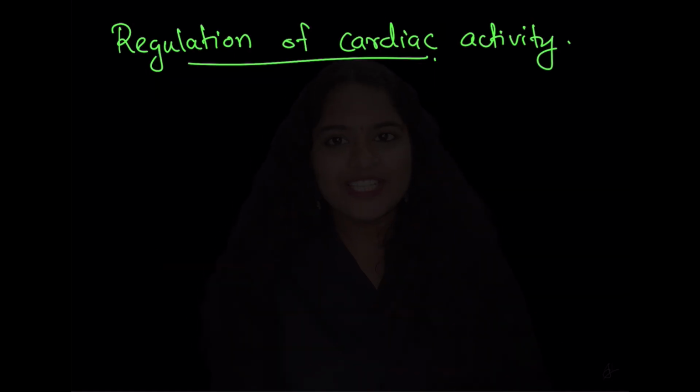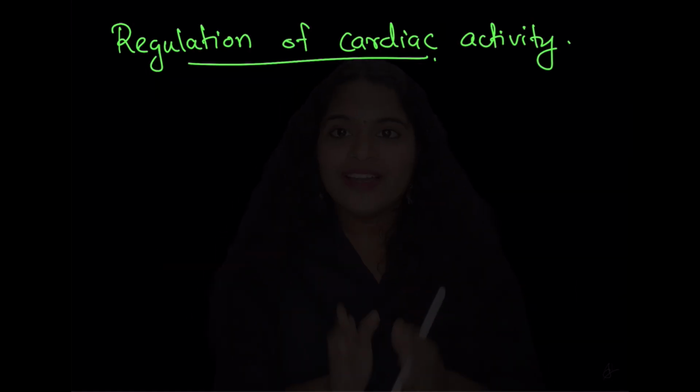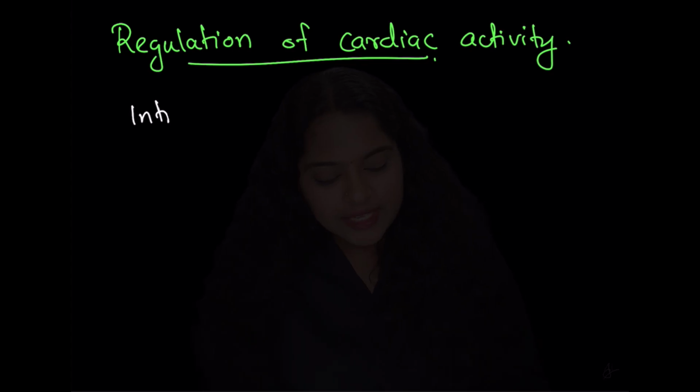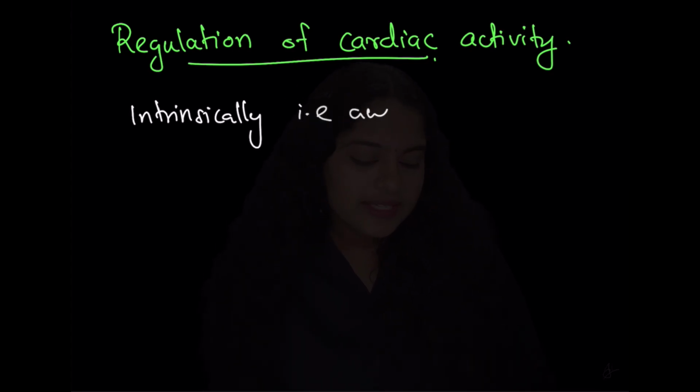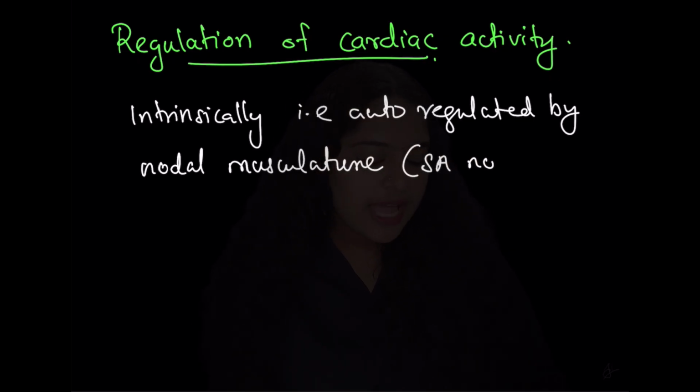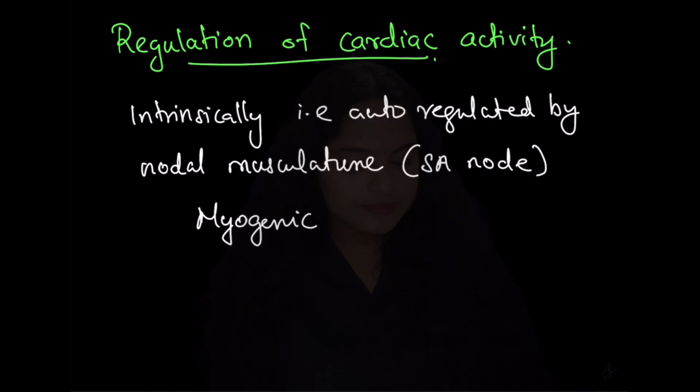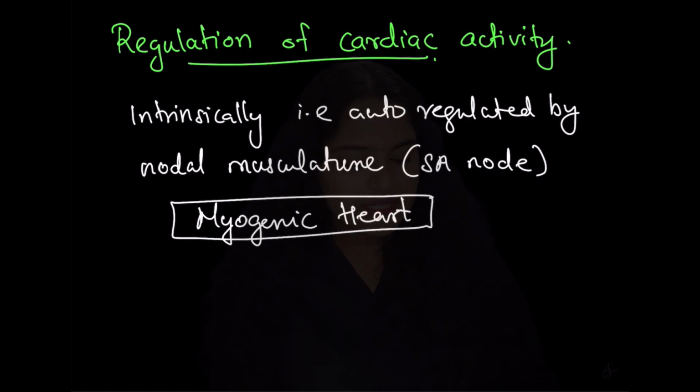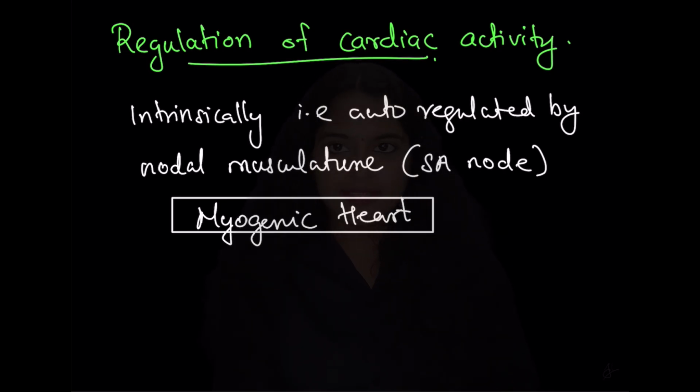Next we will see the regulation of cardiac activity. The human heart is regulated intrinsically, that is, auto-regulated by nodal musculature, and this nodal musculature is the SA node, and thus our heart is called a myogenic heart. Because it is controlled by specialized muscles, it is called a myogenic heart.